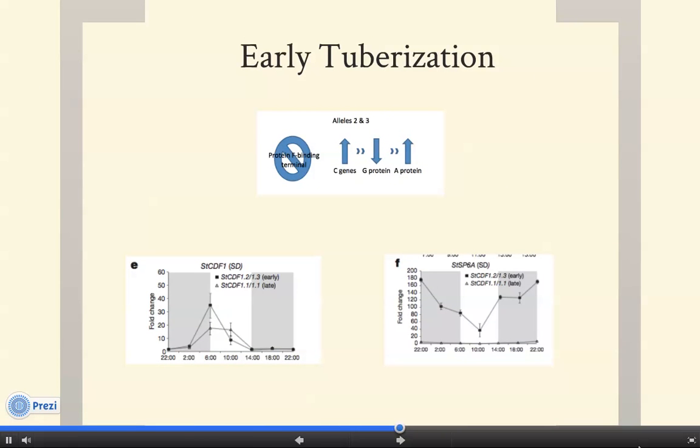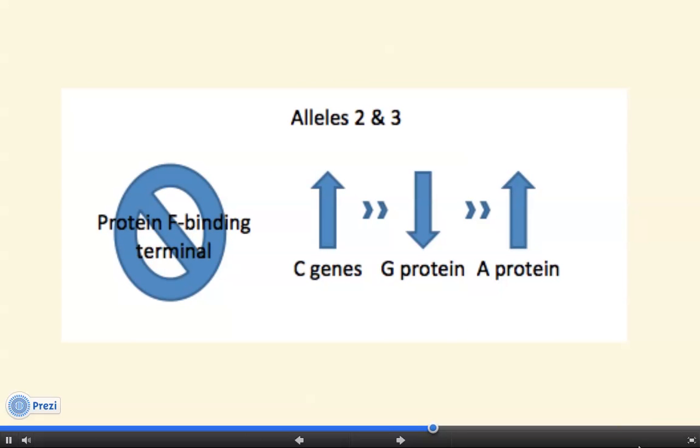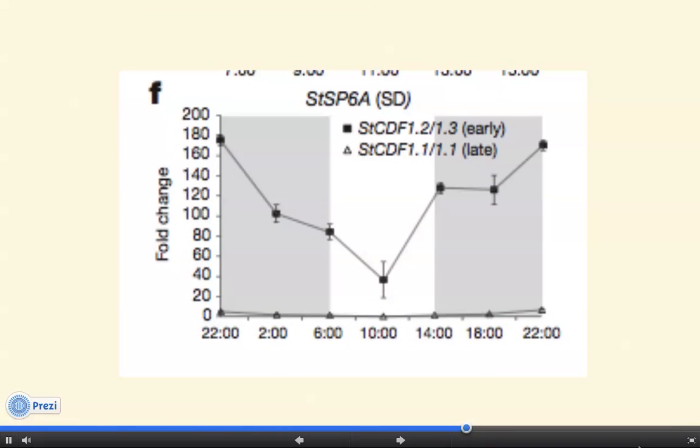Then what promotes potato tuberization under short day conditions? Alleles 2 and 3 lack the binding terminal, therefore allowing C genes to accumulate. The C genes repress the G protein and therefore indirectly promote the A protein and ultimately early tuberization. As seen in the graph, in presence of protein A, allele 1 has no fold change, indicating no initiation of tuberization. Alleles 2 and 3, however, demonstrate fold change throughout the designated time period, aligning with our understanding of their protein A promotion under short day conditions.